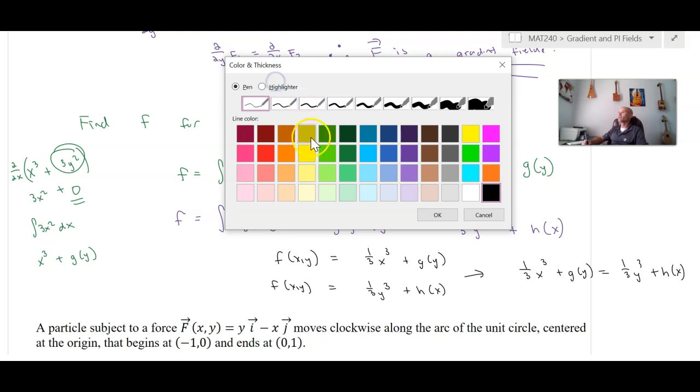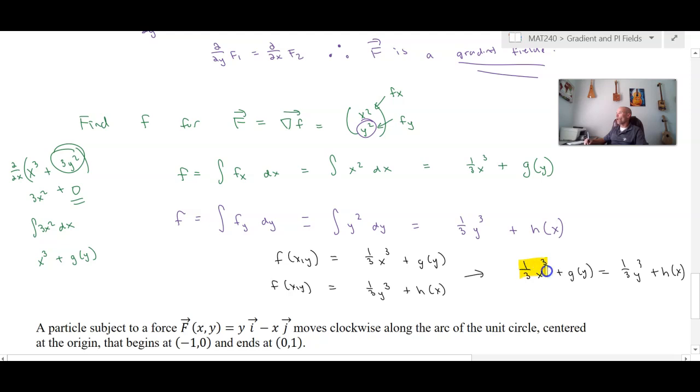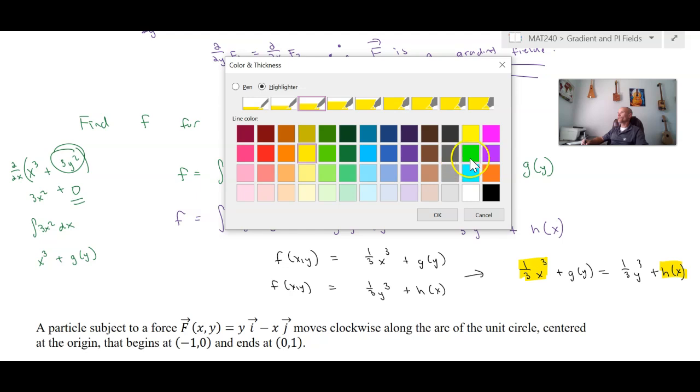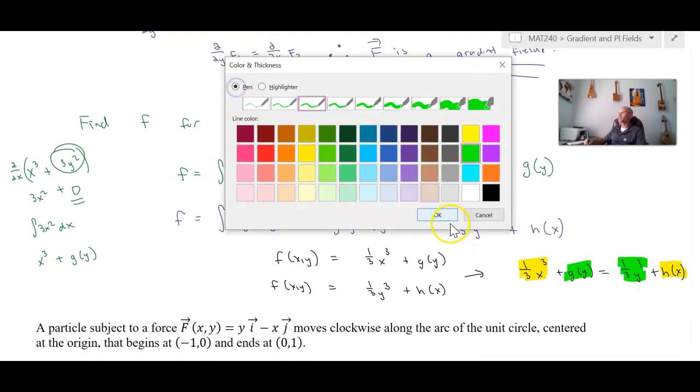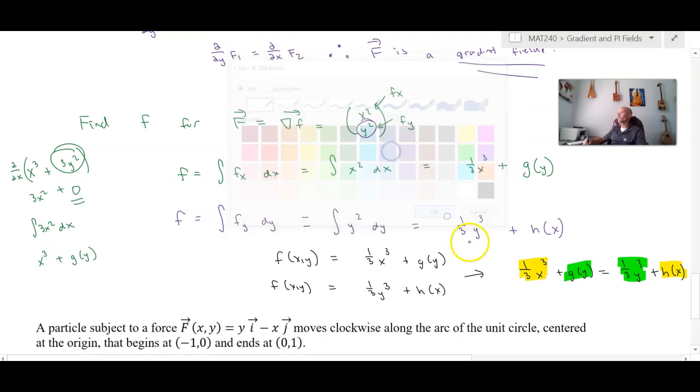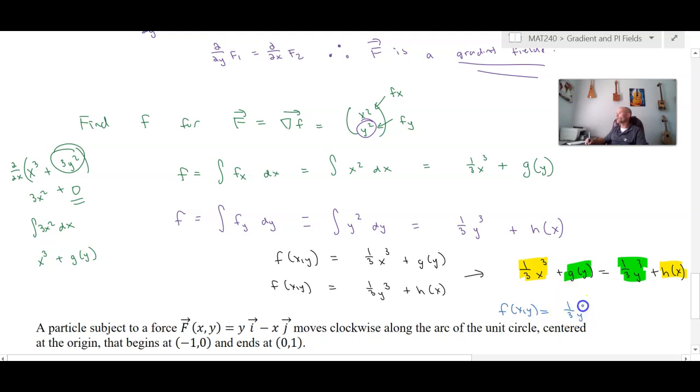we say that 1/3 x cubed on this side, well, it can't be the same thing as 1/3 y cubed, but it is a function of x, so we'll say that 1/3 x cubed, let that be h of x. In a similar fashion, we'll say let g of y be 1/3 y cubed, and now we can say with great confidence that f of x, y is equal to 1/3 y cubed plus 1/3 x cubed.